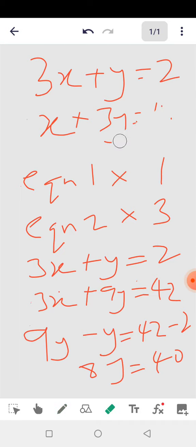Let me just, I don't want to rub the question off. Okay, let me just take it back. y ends up as 5. Let me just rub this part off.